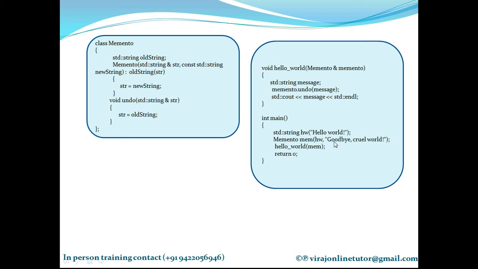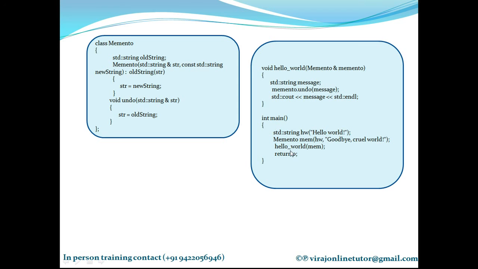And what's the second parameter? The second parameter is goodbye cruel world. So this goodbye cruel world will be saved into str. So hello world that was passed here is saved into old string, the data member of the memento class, and goodbye cruel world will be assigned to HW because of this.